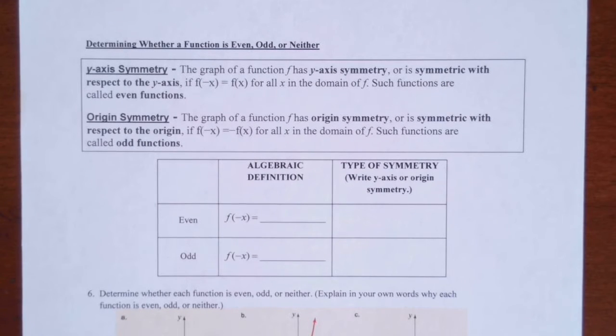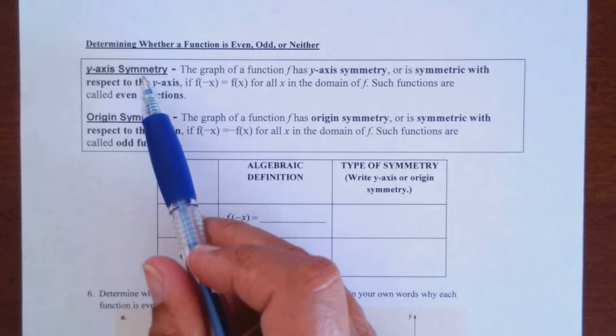So we just finished up on increasing, decreasing, max and mins. Again, this is another area we can ask you questions about a function: even, odd, or neither. That depends on symmetry. When you look at a graph, if you can see that it's symmetric to the y-axis, then that would be considered an even function.